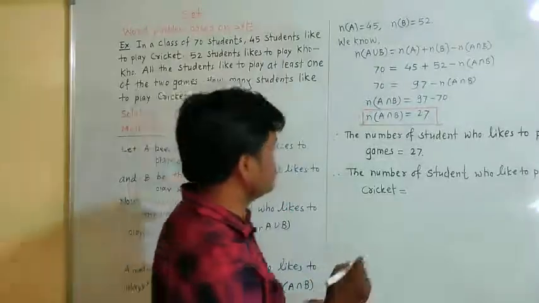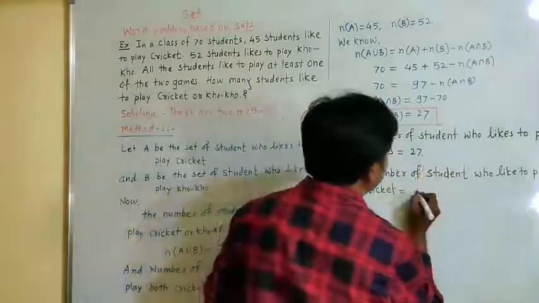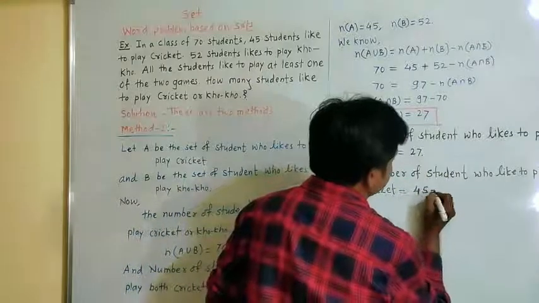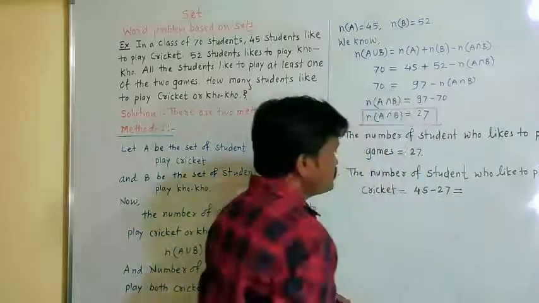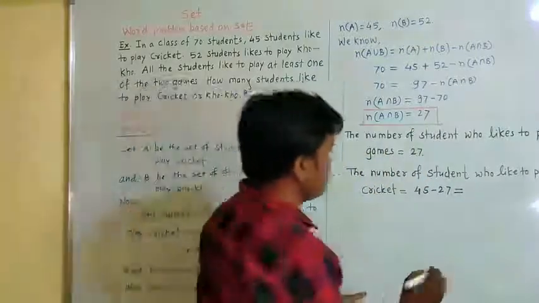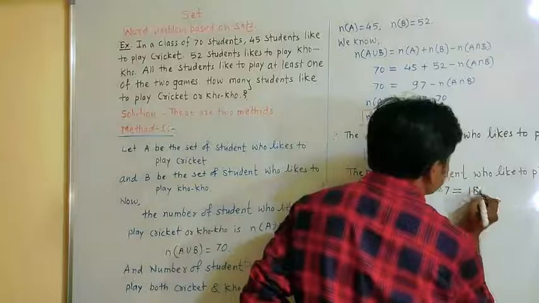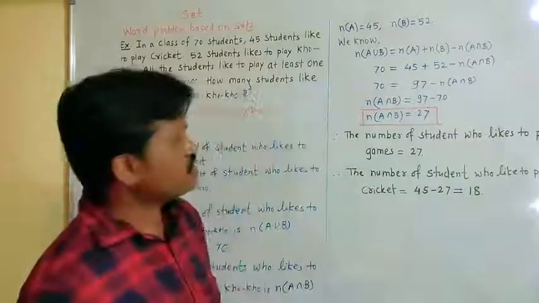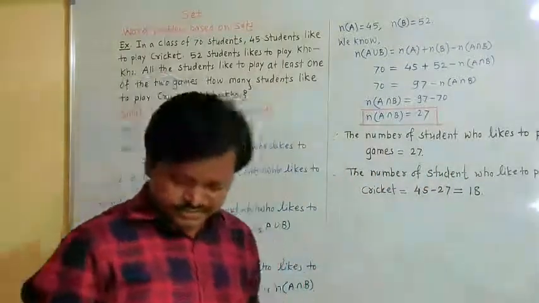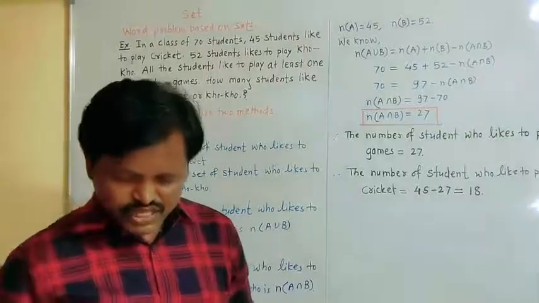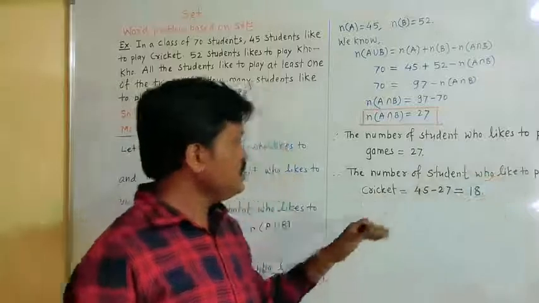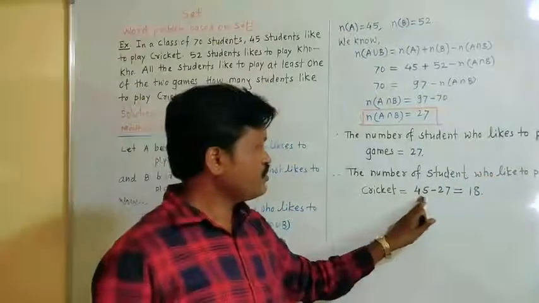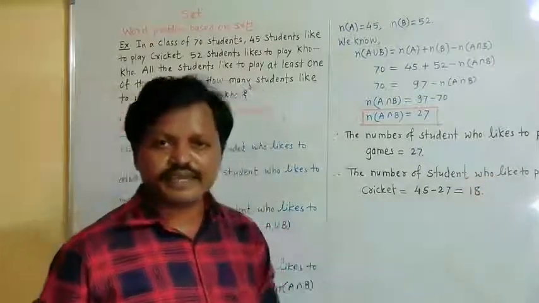So how do we find it? That is the total of 45 students minus 27. Subtracting this, you get 18. 45 minus 27 is 18. So the number of students who like to play only cricket is 45 minus 27, equal to 18.